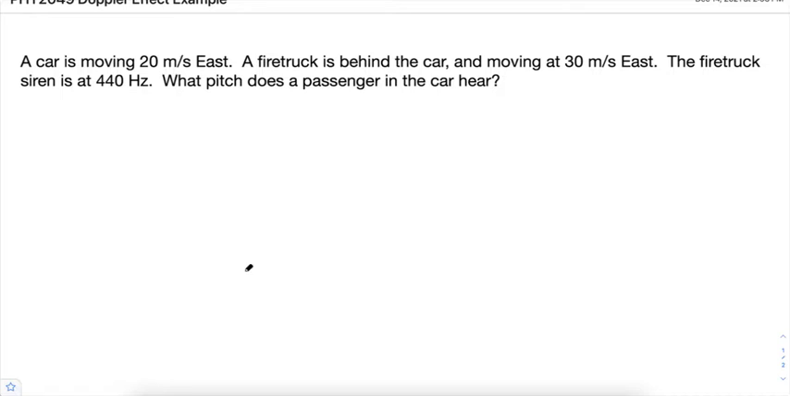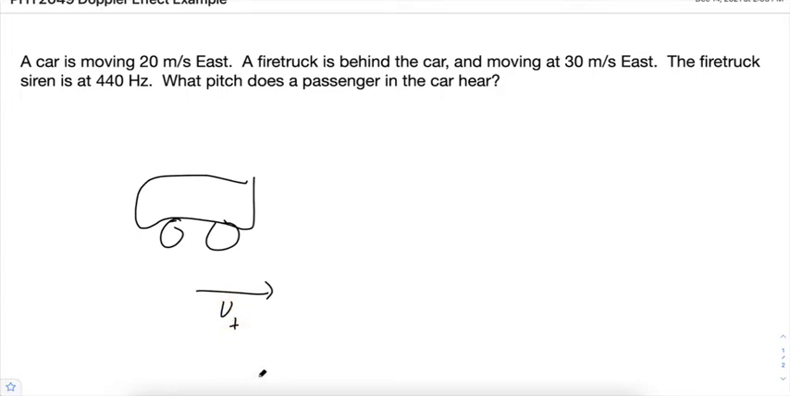So we've got here our fire truck. And let's say it's moving that direction. So there is V of, let's say, truck. Or we could call that, since that's the source of our sound waves, we'll call it VS. And then we've got our car here, moving in the same direction. Let's call that VO for observer, because that's who's going to be hearing the altered frequency. And they're both moving in the same direction.